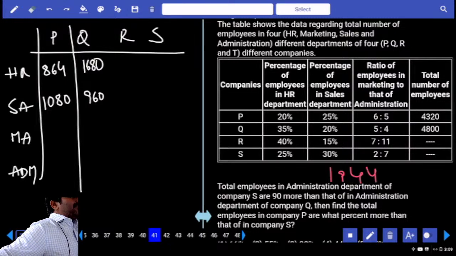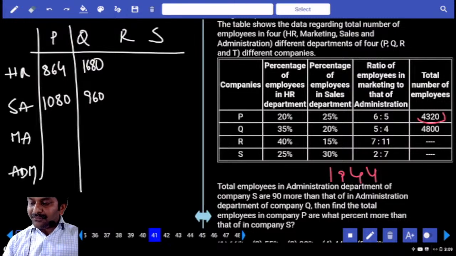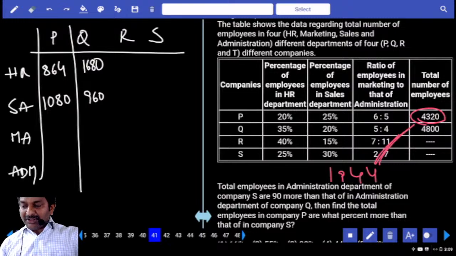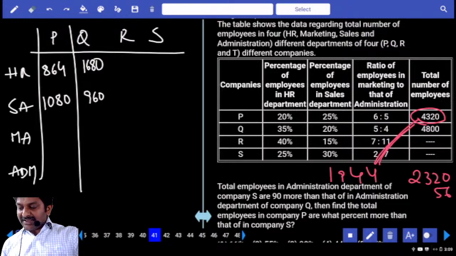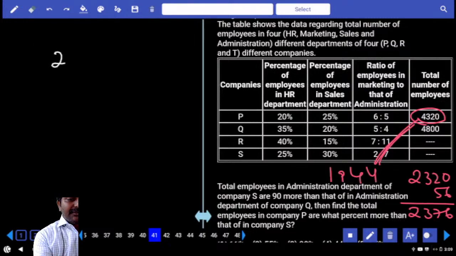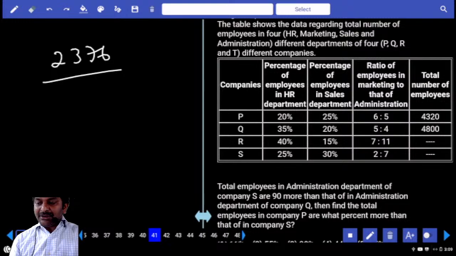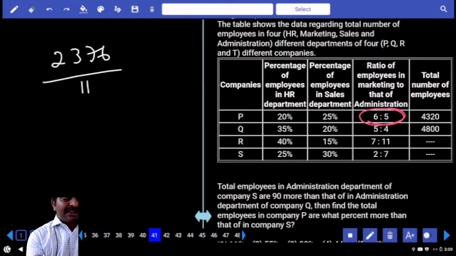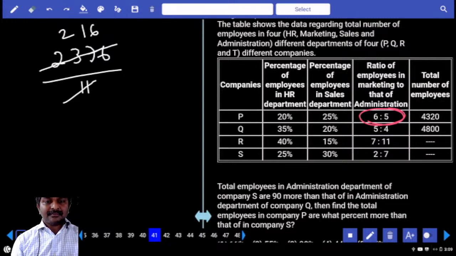In P already we have HR and sales both together 1944 out of 4320. Correct? Difference between both the numbers: one is 2220 more, the other is 56 less. That means 2376 only. That is divided into how many parts? 11 parts. Each part is 216. 5 times of it, they are in administration.